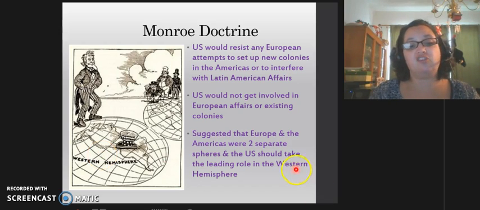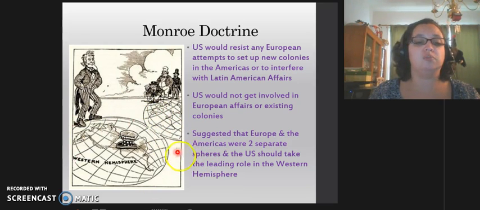And this basically suggests that Europe and the Americas are two separate spheres, or in this case, circles, but you understand the term of a sphere, a big ball. And the United States is going to be a leader over here in the Western Hemisphere, and Europe can be the leader over here in the Eastern Hemisphere. So the Monroe Doctrine was kind of our first steps into foreign affairs, sort of taking a stand.